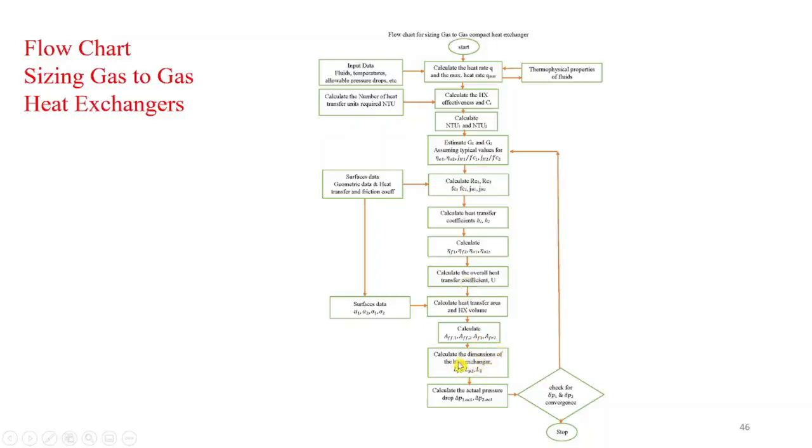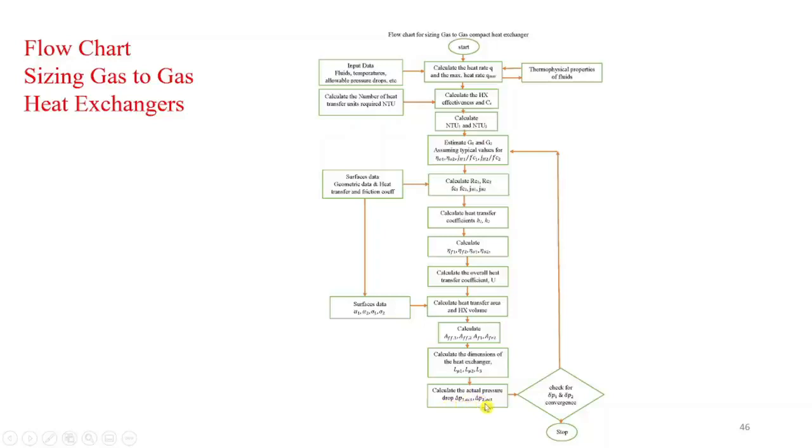Since the volume of the heat exchanger has been calculated, and frontal area 1 and frontal area 2 have been calculated, we go and calculate the dimensions of the heat exchanger, which are LB1, the length of the heat exchanger along path 1, LB2, the length along path 2, and L3, which is the third dimension of the heat exchanger.